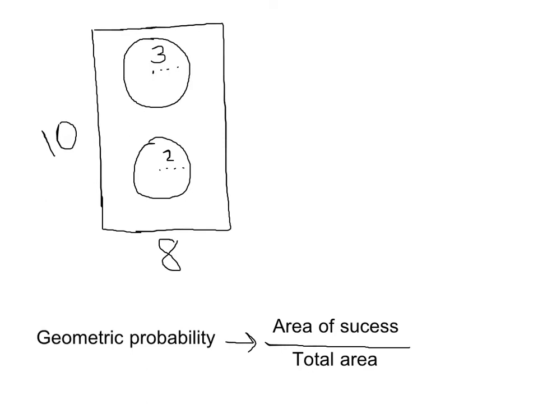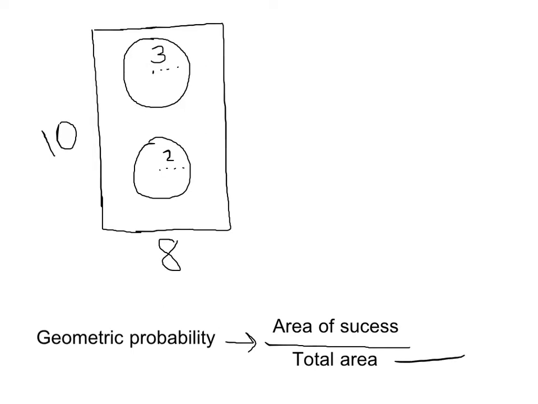Now we're going to look at geometric probability. Very similar to the probability we've done so far, where we talk about the number of successes over your total number. The only difference is now we're going to go back to some geometry stuff and we're going to talk about area. Well, the first thing we have to figure out is our total area.